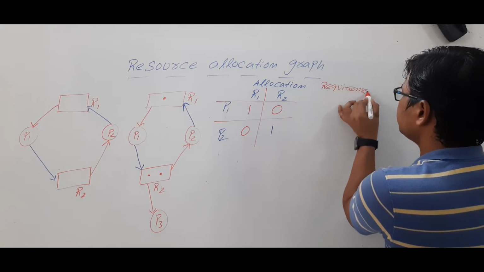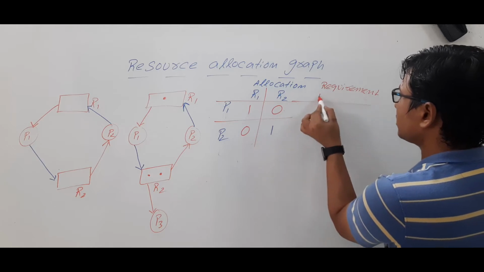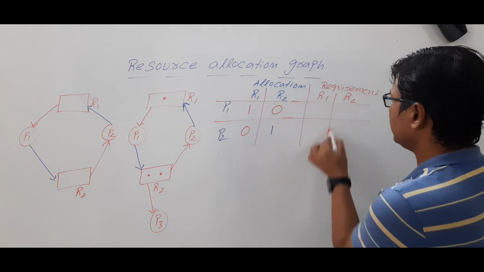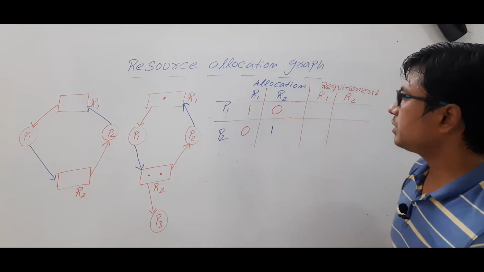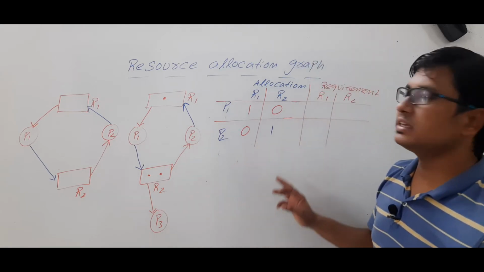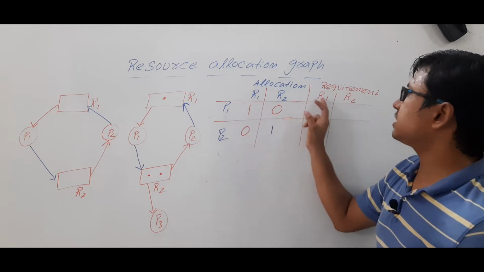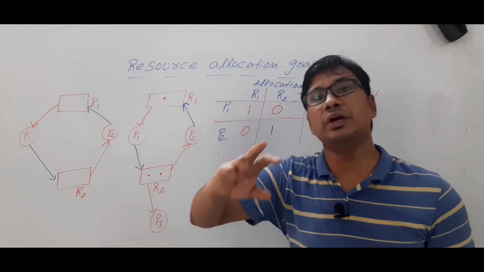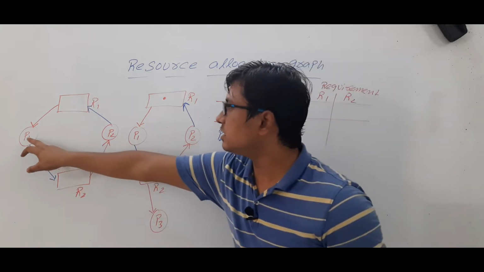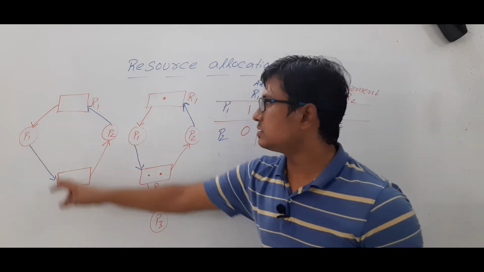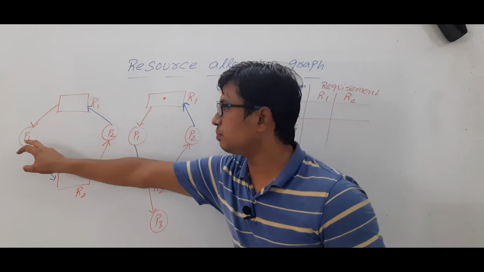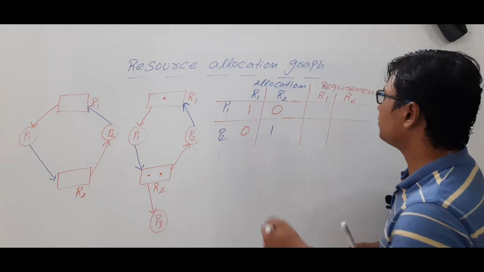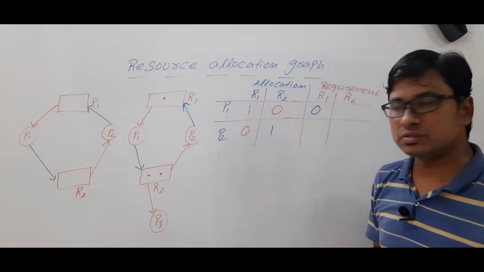Is it clear? Of the resources R1 and R2 with respect to the processes P1 and P2. Is it clear? Look here. When will we say that process P1 is requesting resource R1? Whenever there is an edge from P1 to R1. Is there an edge from P1 to R1? See, there is an edge from R1 to P1, but there is no edge from P1 to R1. So P1 is not requesting resource R1.